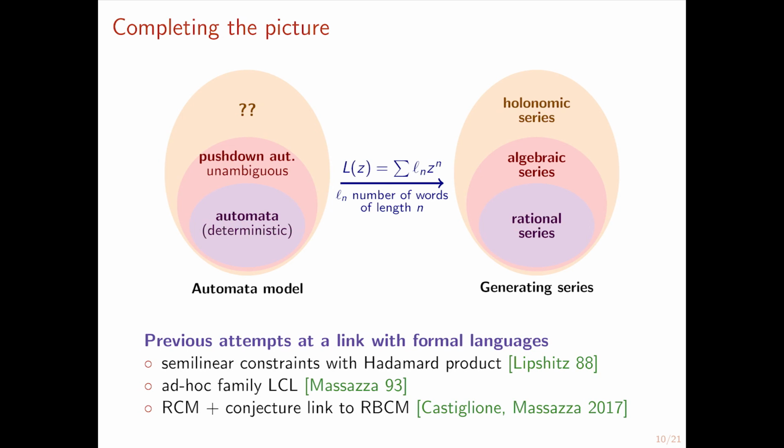More recently, Castiglione and Massazza developed another class of languages called RCM, which is a regular language with semilinear constraints and an injective morphism to add expressivity. All these attempts are formal and do not relate to any used classes of unambiguous automata, even if Castiglione and Massazza conjecture the link between their class and reversal-bounded counter machines.